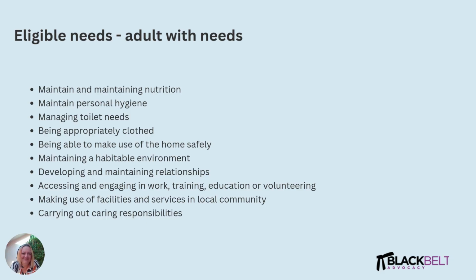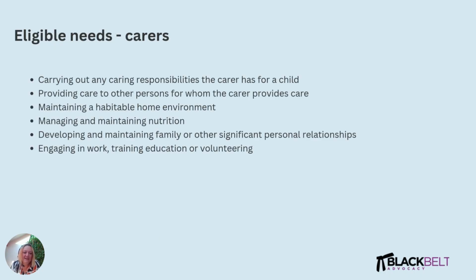Right. Next slide is carer needs. So for carers, the question is, because of my caring responsibilities, does that mean I'm unable to achieve one of these outcomes? So it's not 2, it's just 1. And the list is, because of my caring responsibility, does that mean I'm unable to carry out caring responsibilities for somebody else? So that could be, for example, a child, or somebody else.